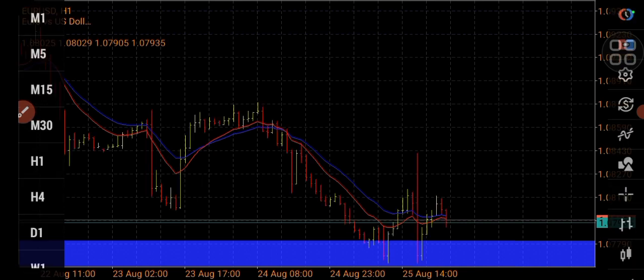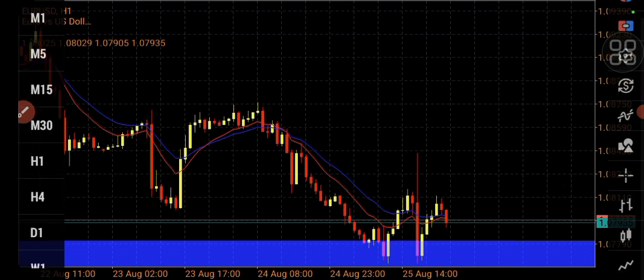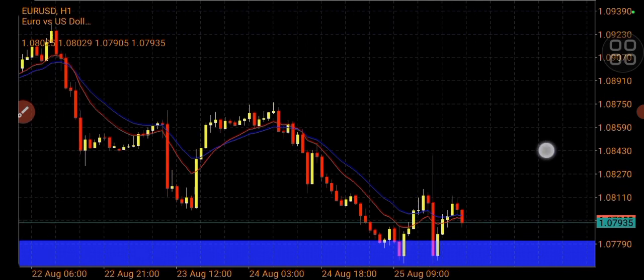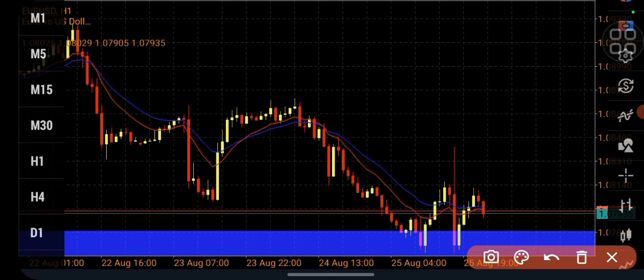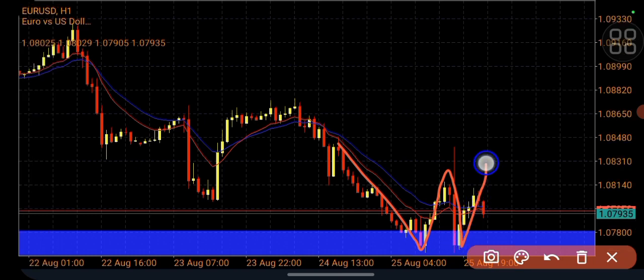Let me turn it back to its normal color. So this was what I was trying to tell you. Let me use the drawing tool. As I said, there will be a double bottom. Look at it. Are you seeing it? Double bottom in this zone.